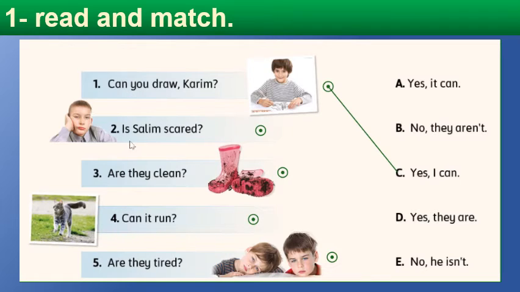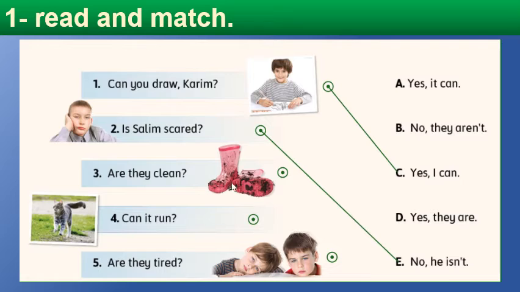Now sentence number 2. Is Salim scared? Look at the picture of Salim. Is Salim scared? Of course no. So the answer here is no. This is how we answer a question using no. No, then we put a comma, then we use the abbreviation of not. No, he isn't.